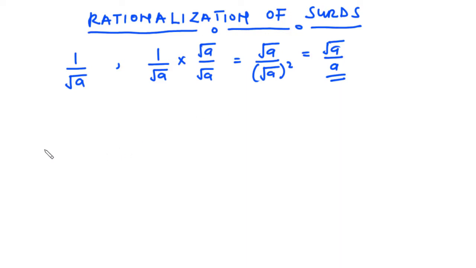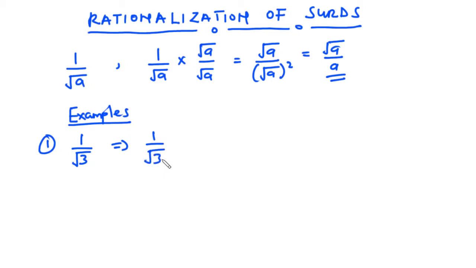Now let's solve some examples. So for the first example, let's rationalize the expression 1 over the square root of 3. Now to do this, we are going to multiply top and bottom by the square root of 3, or the numerator and the denominator by the square root of 3. So we have 1 over the square root of 3 multiplied by the square root of 3 over the square root of 3.